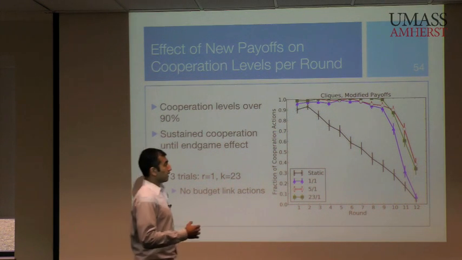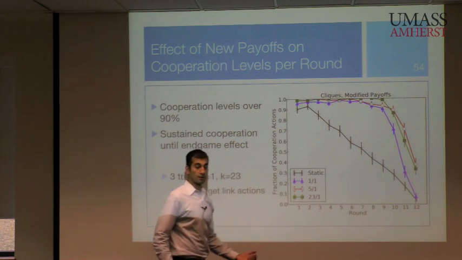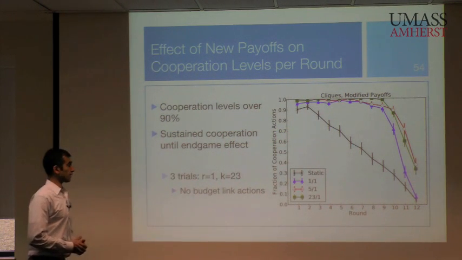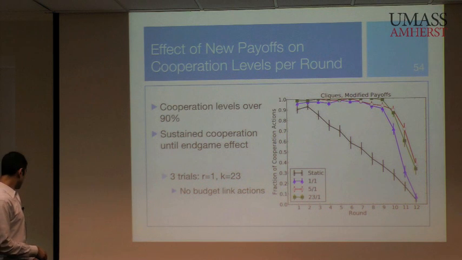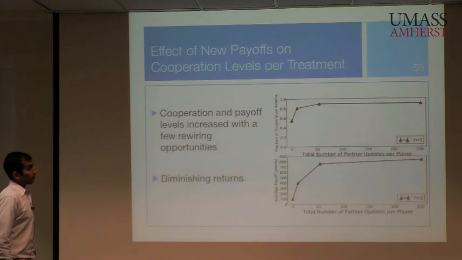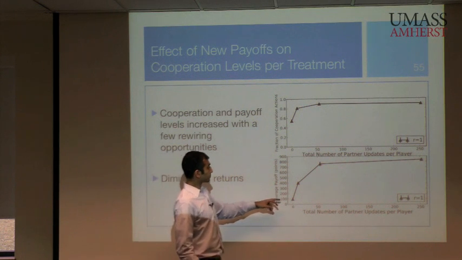And what you can see is that there's almost no difference between 23 rewirings and 5. 5 was enough for them to get the job done. Again, the cooperation levels were sustained until the endgame effect sort of kicked in. And now I'm going to show you a run. Oh, okay. Just 2 more plots.